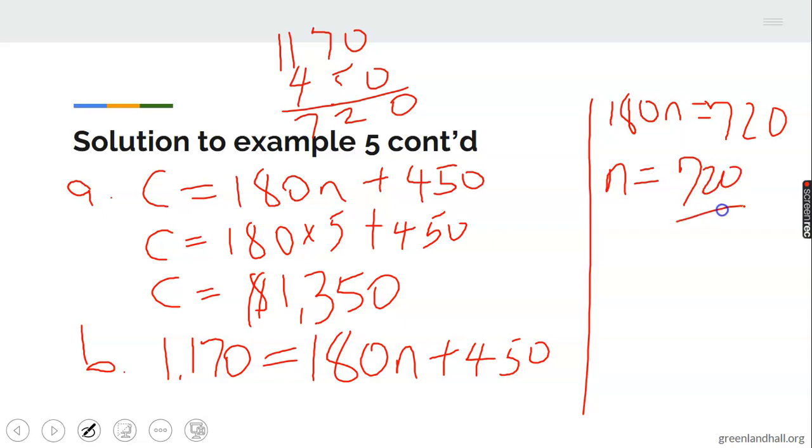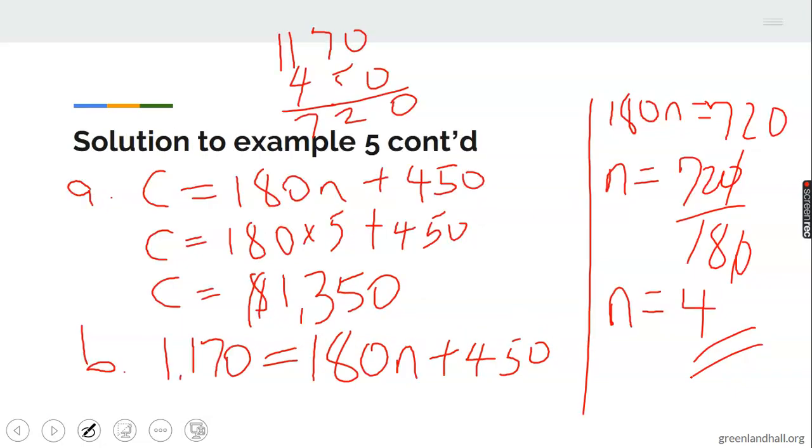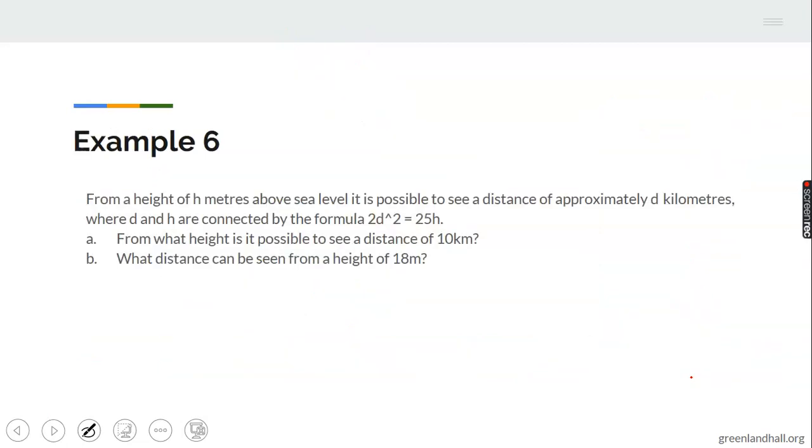720 divided by 180 will give us 4. So that means 4 people will be needed to have this cost, 1,170. Is it clear? Is it 4? Yes, it's 4. Okay, let's move on.